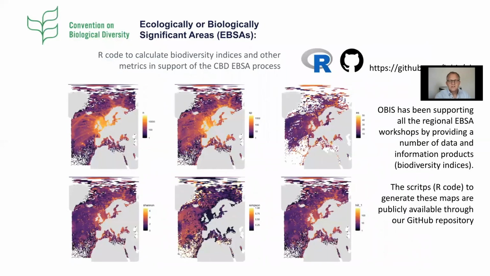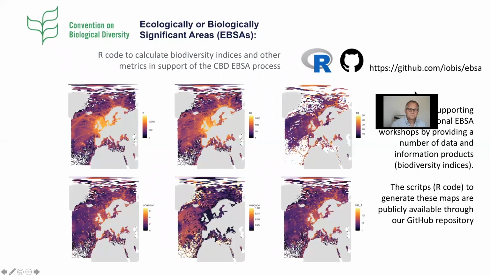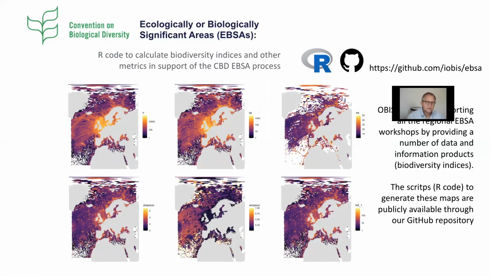This is another example of where we produce biodiversity maps to support a number of international processes, such as the identification of ecologically or biologically significant areas of the Convention on Biological Diversity. Again, everything is available through our GitHub. So all the R code and scripts are available, so you can rebuild those maps.